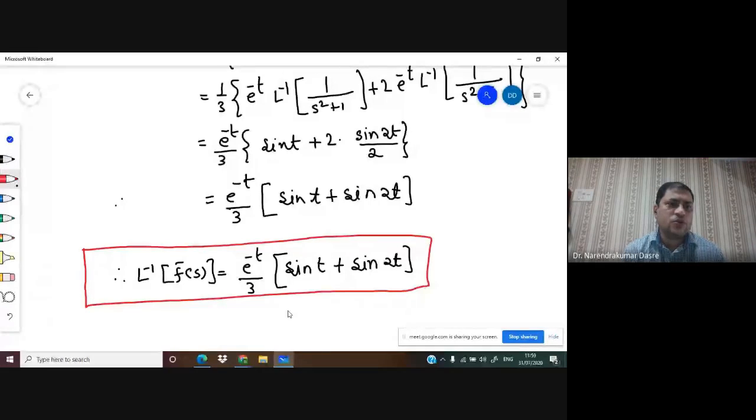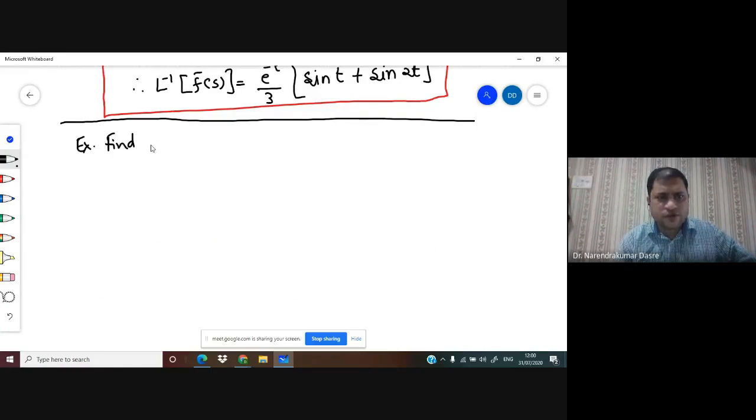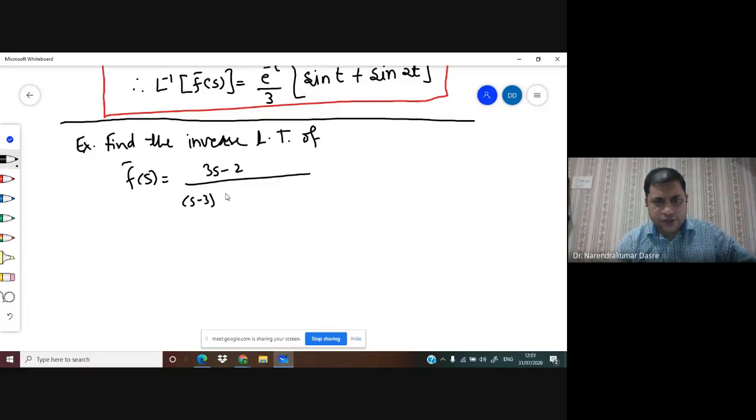So that's what we are able to get in the example. Now find the inverse Laplace transform of f bar of s is equal to 3s minus 2 upon s minus 3 times s square plus 2s plus 2. Okay, so we go with the solution.